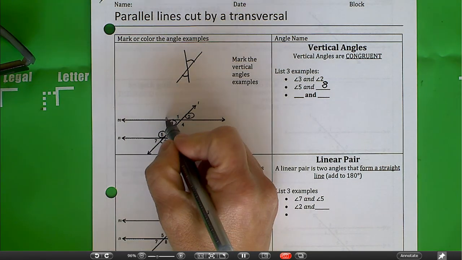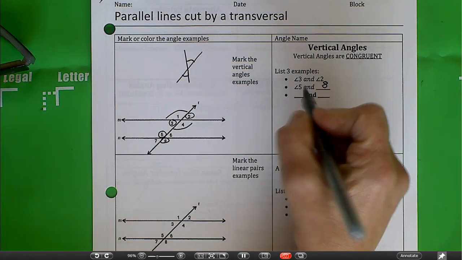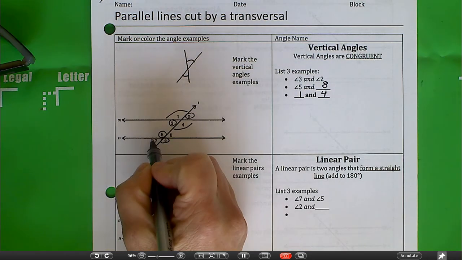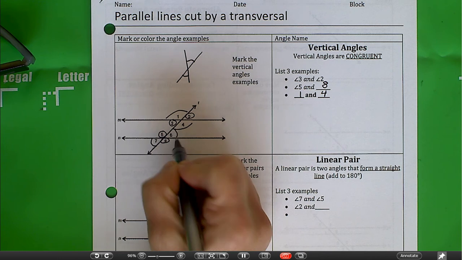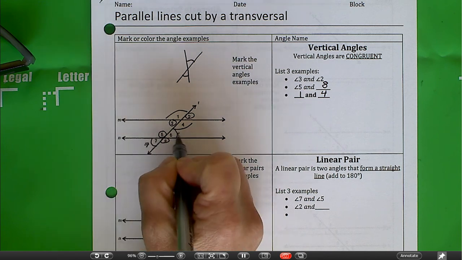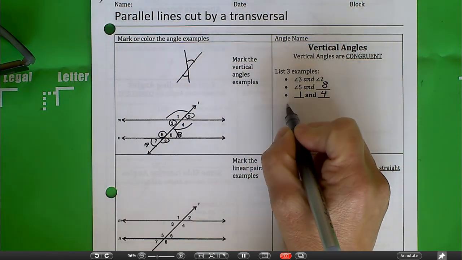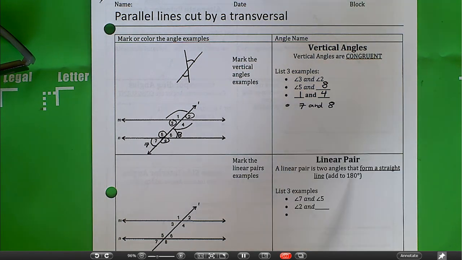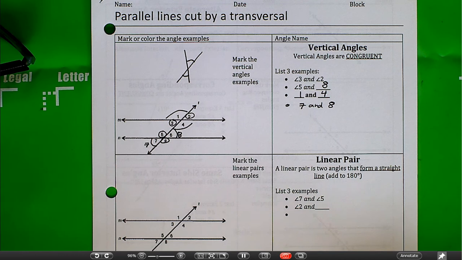One is 1 and 4, and the other is 7 and 6. So those are our vertical angles.